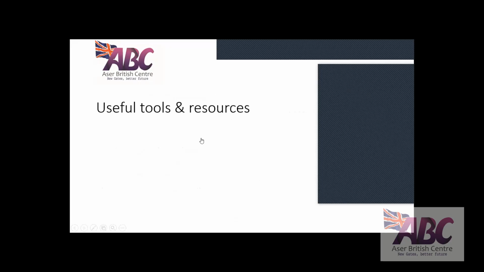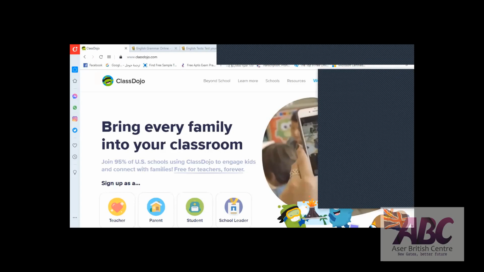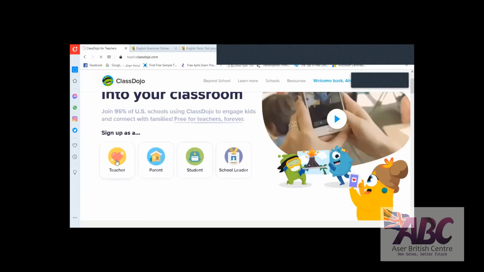Useful tools and resources. The first tool that is very useful for you to use is the Class Dojo website. What can we do with Class Dojo? Let's share the website with you. This is Class Dojo. As you can see, you can log in as a teacher, parent, student, or even a school leader. Of course, you will log in as a teacher.